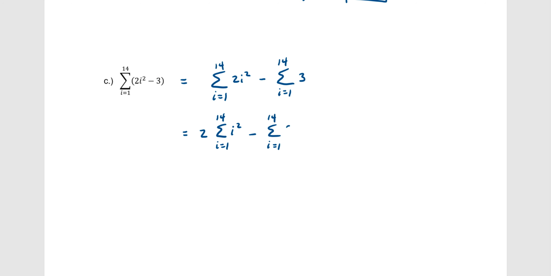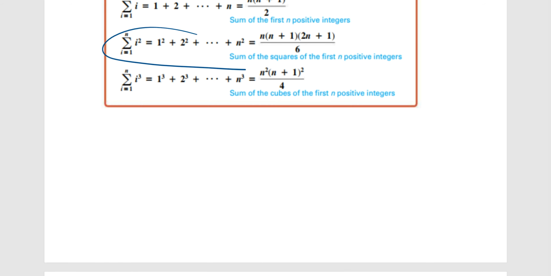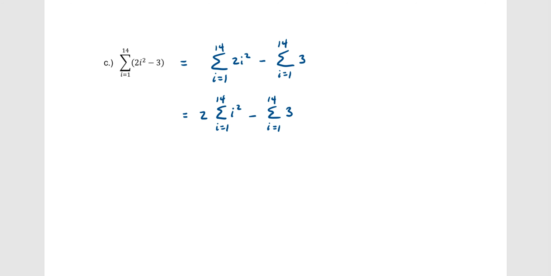And now we can use some shortcuts. The one on the right is a constant, so that's just going to be n times the constant, so 14 times 3. The one on the left, we have an i squared. The i squared is going to be this from the previous page, the n times n plus 1 times 2n plus 1 divided by 6. So let's go ahead and set this up now.